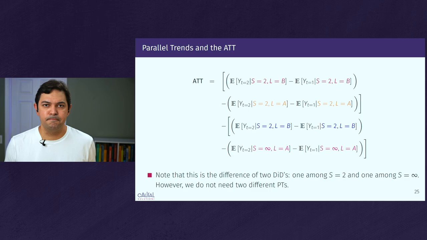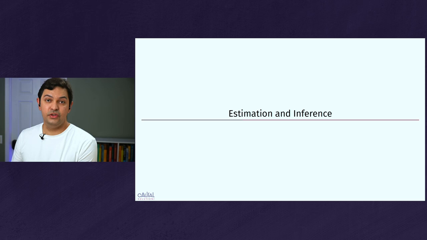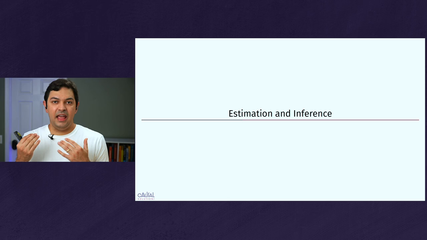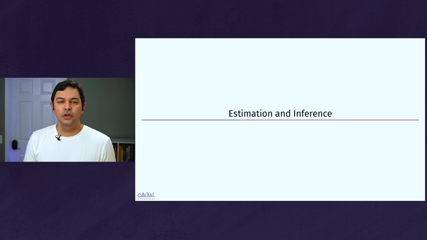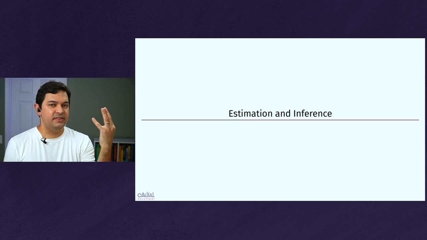So again, why is this cool, why is this interesting? Because everything we have done so far gives us a formula, a map on how we can proceed if I give you data. We have shown that we can identify the average treatment effect among units who are treated in period post using parallel trends and strong overlap. But identification is step number one. Now I have to map those terms from the previous formula to the data. And to do this, we're going to talk about estimation and inference, right?